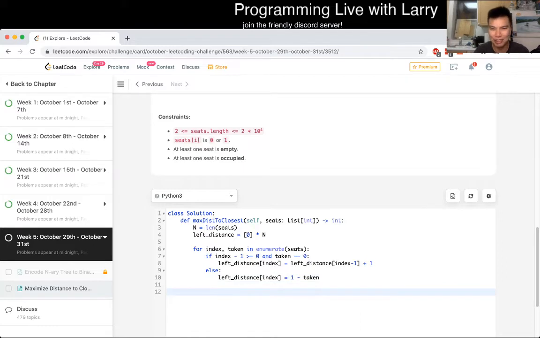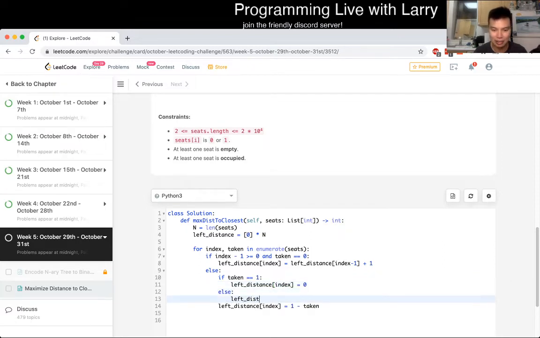Okay, this one is a little bit too funky, to be honest, and it's not that readable. So let's write it out so the code is more readable. If taken is equal to 1, meaning that it is taken, then left distance index is equal to 0, else left distance index is equal to 1, right? So basically, now we keep track of left distance, and then we want to go backwards.